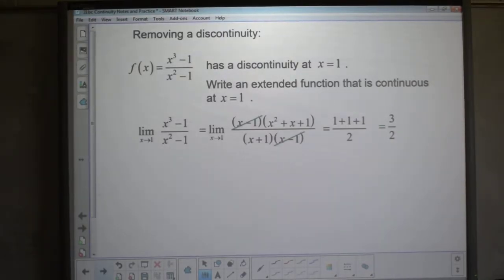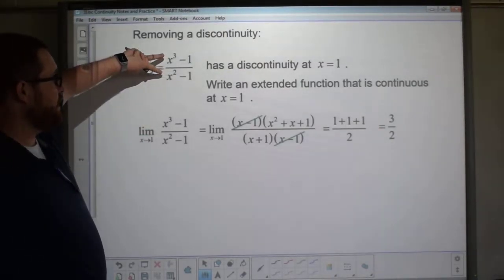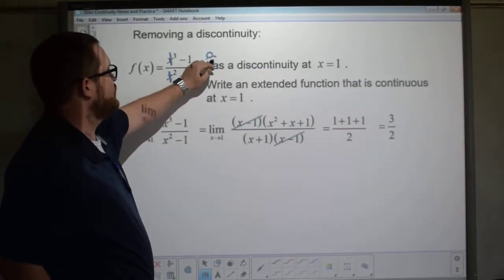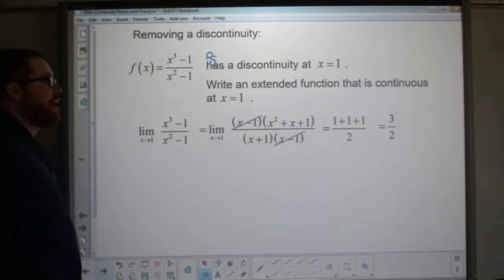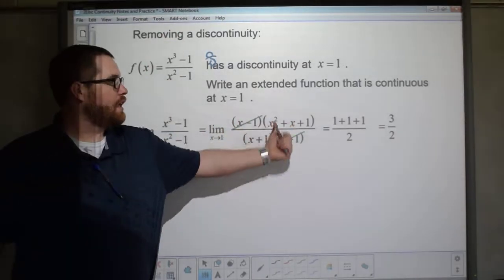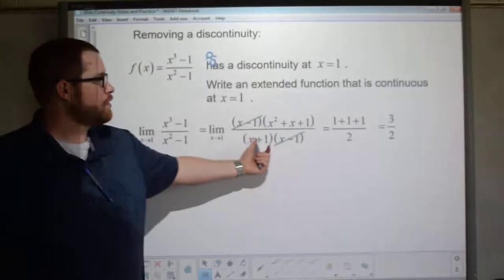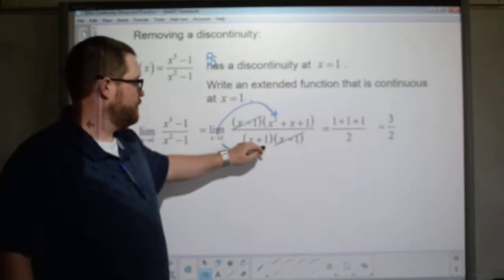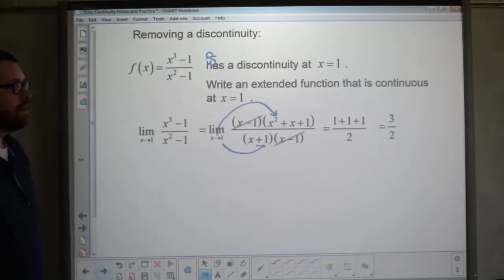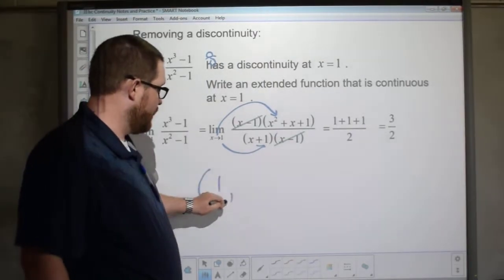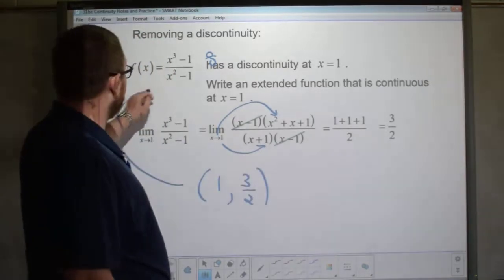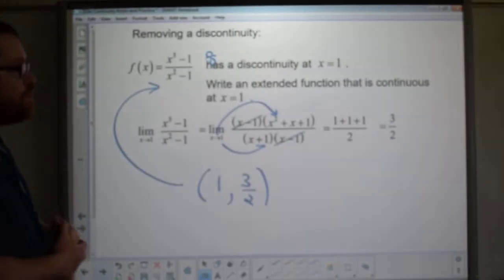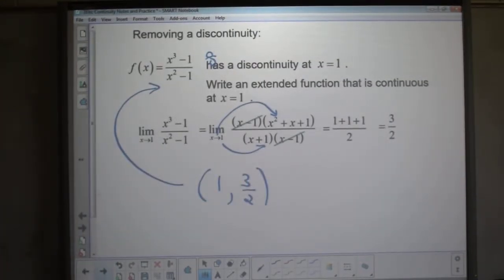Let's take a look at a removable discontinuity. This problem right here, if you plug in 1, so if you do 1 minus 1 over 1 minus 1, you get 0 over 0. Which means I can factor. The top is x minus 1, x squared plus x plus 1. Bottom is x plus 1, x minus 1. These will cancel, and now I just plug the 1 in here and here. And I get 3 halves. So if I were to put the point (1, 3/2) into that graph, then I would fix the hole. I would remove the discontinuity. And that's why that type of discontinuity is called removable.